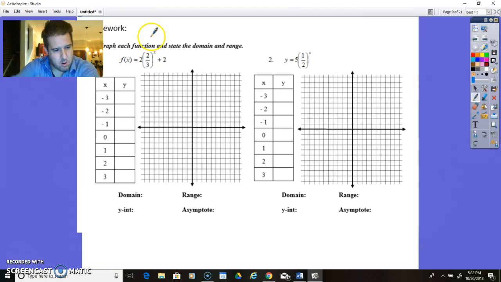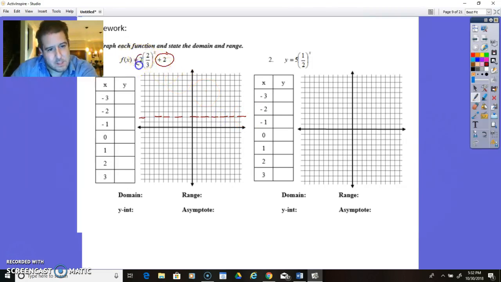So getting to the homework, 2 to the 2/3 power. You can simply put this in your graphing calculator. I'm just going to show you a couple of tricks. Now, this you're going to have to do yourself. So this plus 2, that is always the asymptote. So the asymptote is right here.